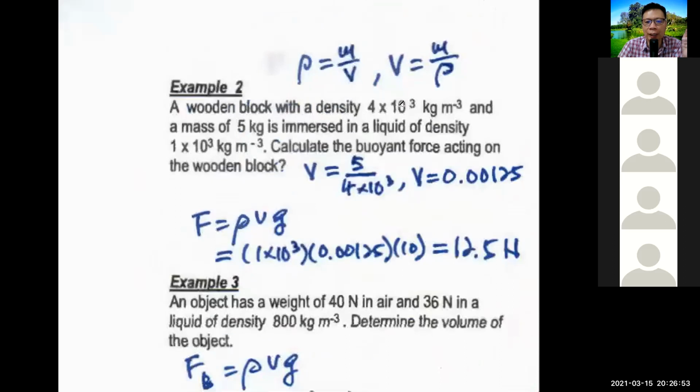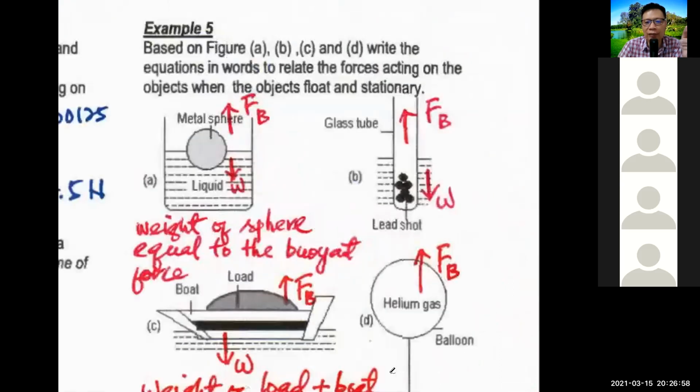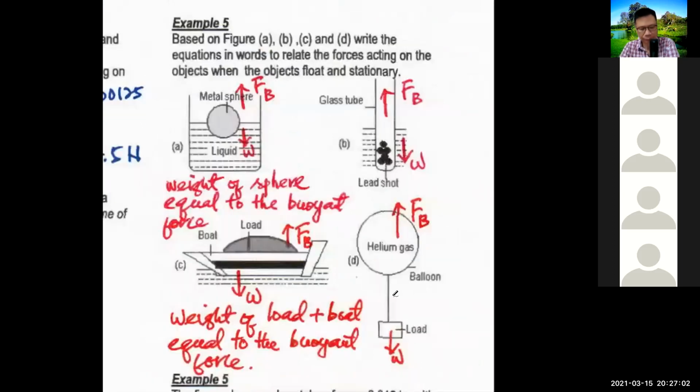Okay, next one, just go through quickly. Just a few examples. They ask you to write in words the relationship between the forces. Over here there are two forces, one is the weight, one is the buoyant force. So you write: weight of the sphere equals the buoyant force.